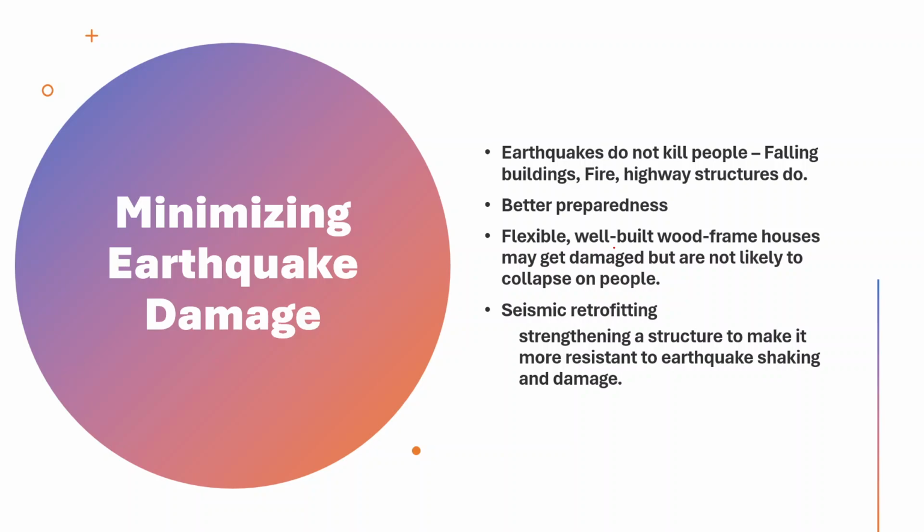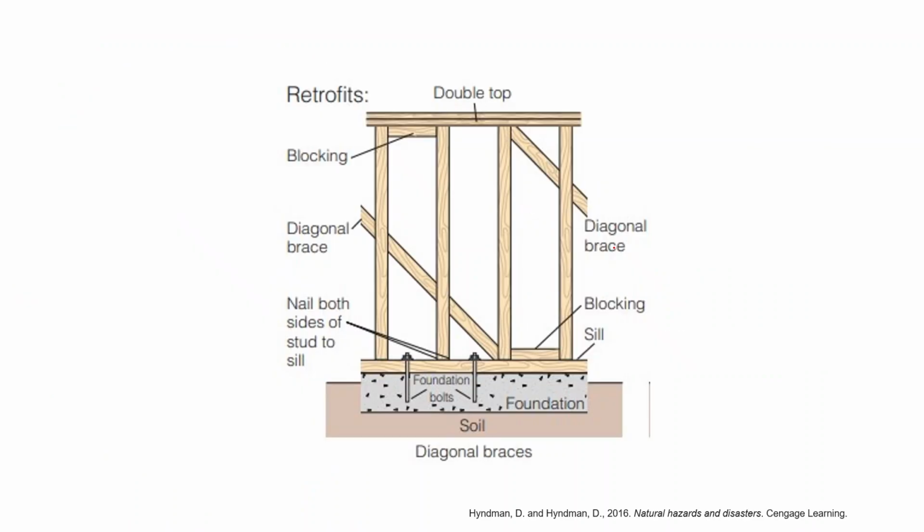Then we have seismic retrofitting. That is basically strengthening a structure to make it more resistant to earthquake shaking and damage. You can bolt a structure to the wall or to the ground, so that when an earthquake strikes, it will also shake along with it rather than falling down. So it is seismic retrofitting. I think I have an image also. Yeah, so this is retrofits. You can either block like this, you can double top. Basically you are making that structure very much intact, so that it doesn't collapse. See, foundation bolts are there. People are bolting their structure to the foundation, so that the entire thing doesn't fall down.